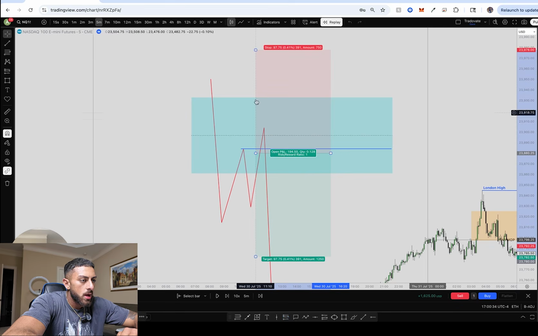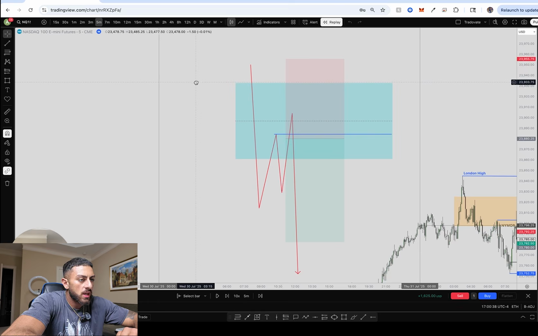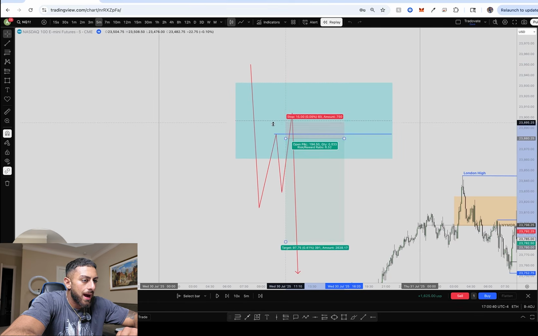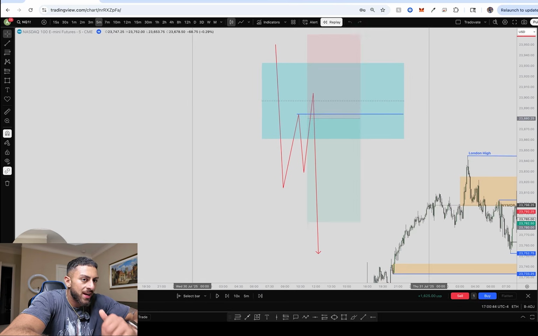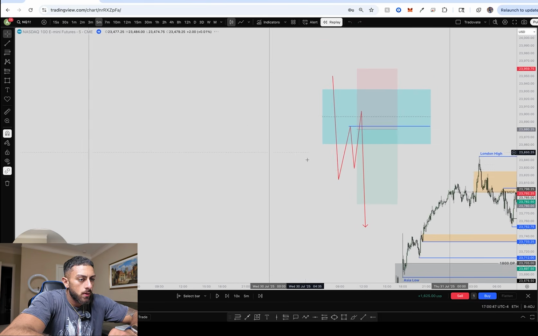Let's just say you entered in right here. I'm going to place my stop loss above the candle that formed that fair value gap. You don't want to put it within that fair value gap because again, it could get swept. So you want to have your stop loss account for that entire fair value gap.